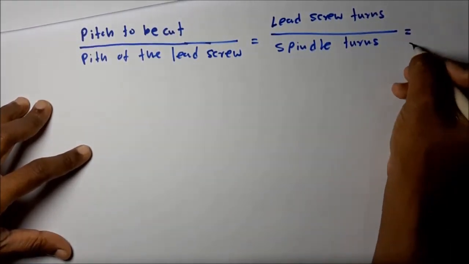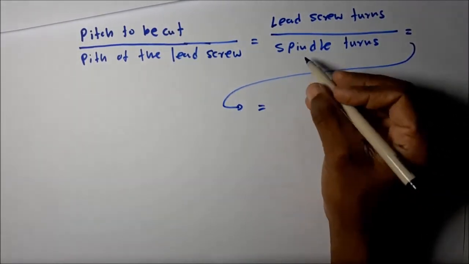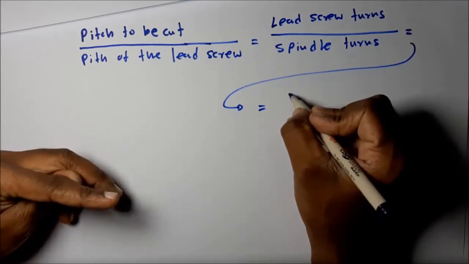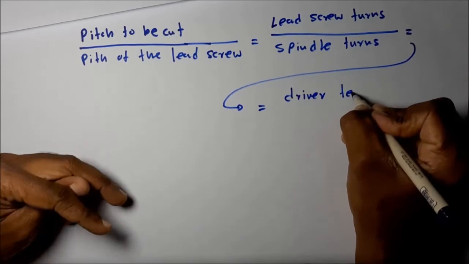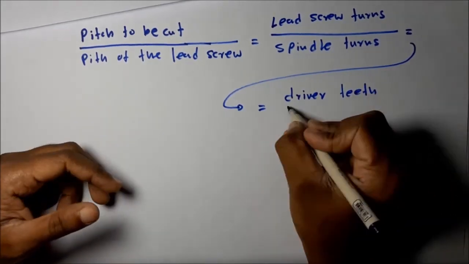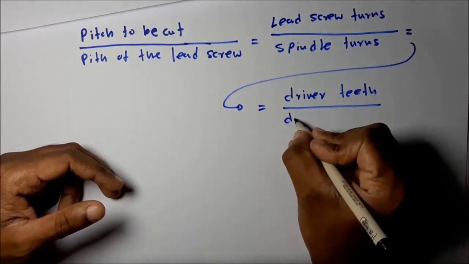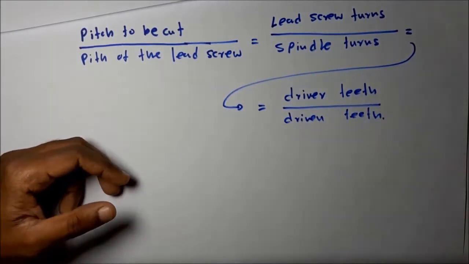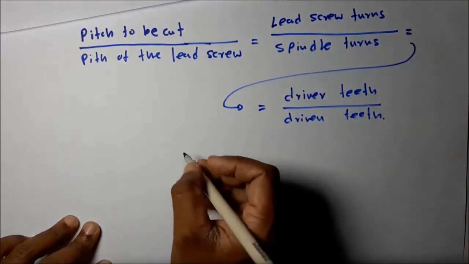How can we relate it here? Spindle turns are equal to driver teeth divided by driven teeth. Driven here is the lead screw. This is the relationship. Then we can develop the final equation.